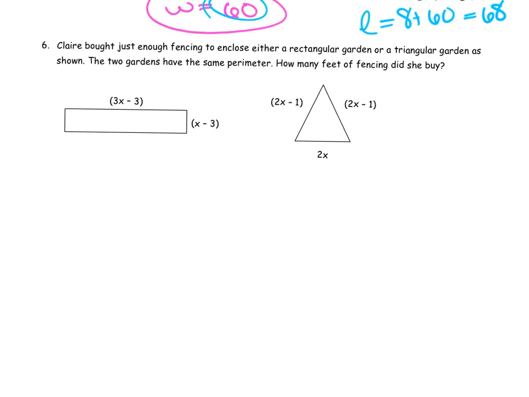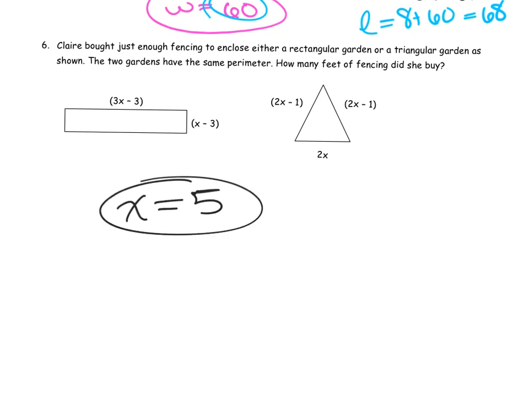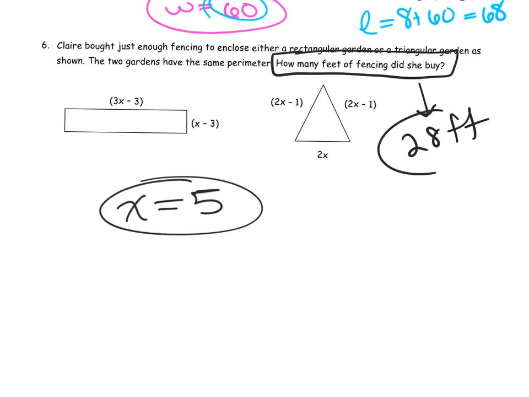Okay, I'm not making question 6 required, but for those of you guys that like the extra practice, you should end up solving for x to equal 5. Again, I don't have the time for it in this video right now, but you should solve for x to equal 5, and you can conclude that how much fencing did she buy? She ended up buying 28 feet of fencing. Okay, so you can do that on your own if you choose to, but it's not required.